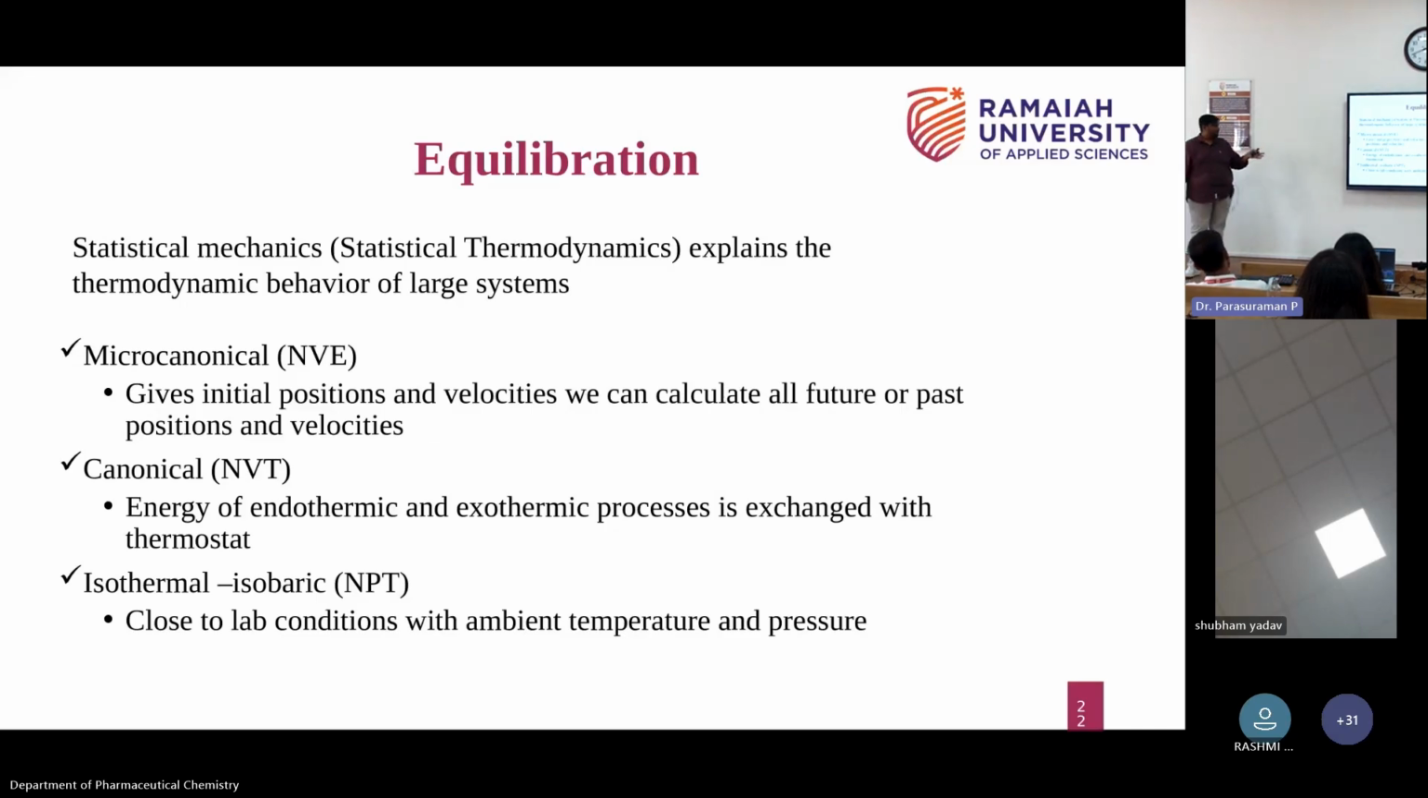We can use NVT also, but in NVT there will be a sudden rise in the temperature and there will be no maintenance of equilibration throughout the simulation. So that's why, as NPT is close to the lab condition, it gives results which are near to our lab results. So that's why we will be using NPT throughout our simulation.